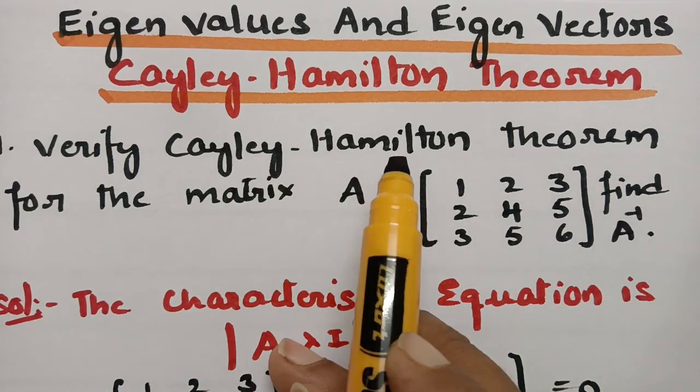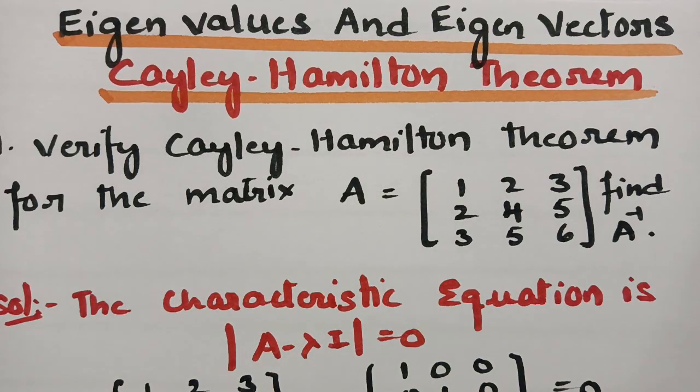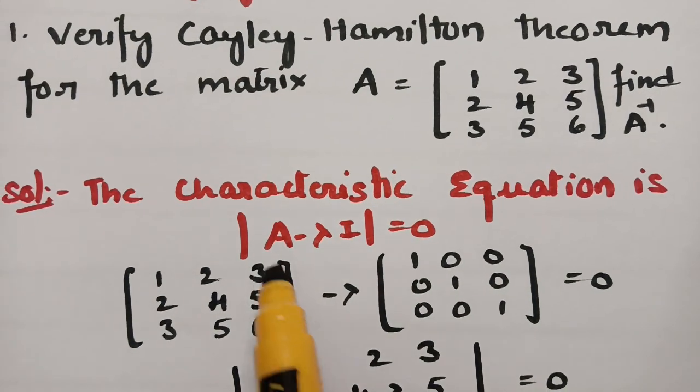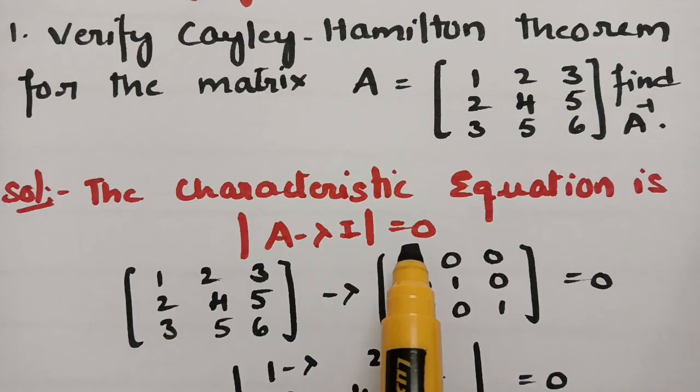See here, what is this Cayley-Hamilton theorem? The Cayley-Hamilton theorem states that every square matrix satisfies its characteristic equation. What is this characteristic equation? See, let me explain to you. The characteristic equation is modulus of A minus lambda I equal to 0.